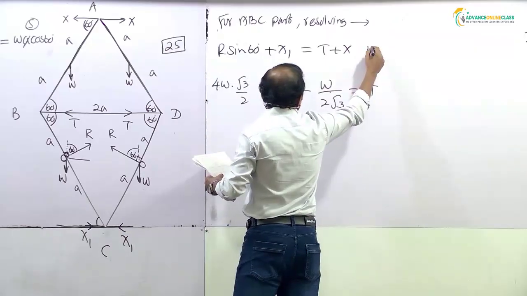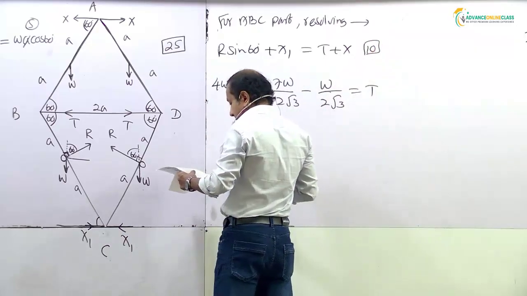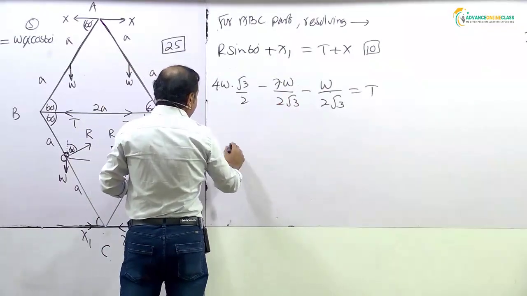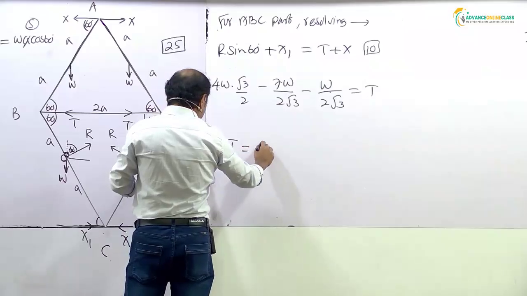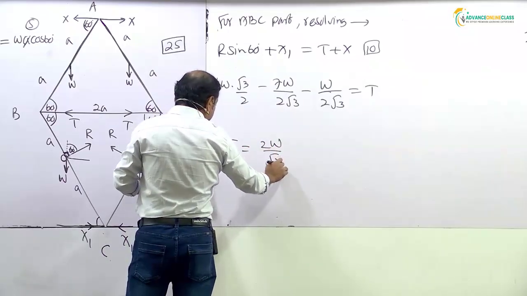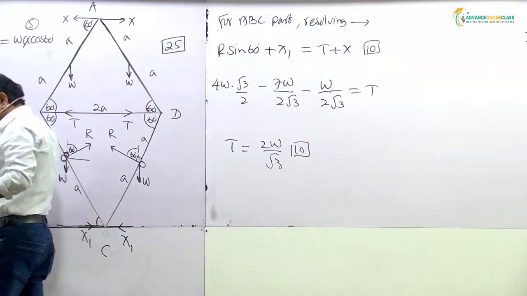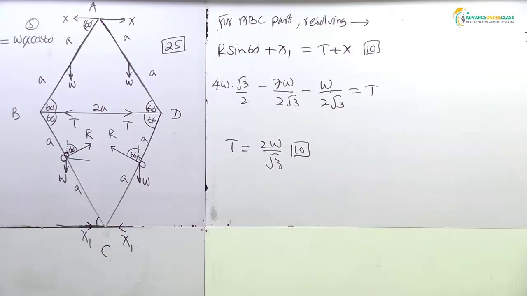Yes, for this 10 marks coming. And once you simplify this, you get the answer for T, 2W over root 3. For that, other 10 marks. Last question, Bow's notation part.